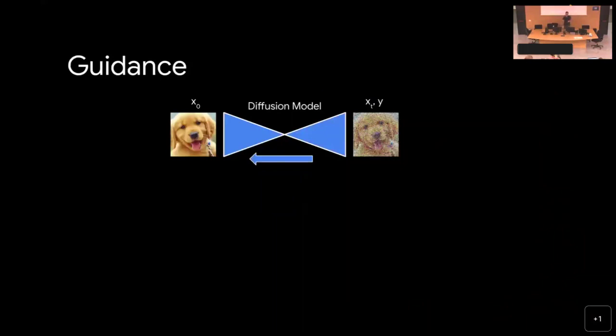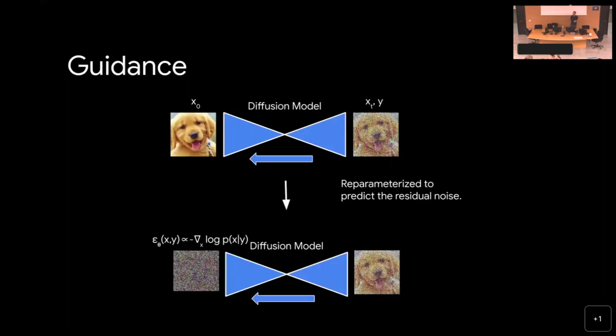Another key trick that's in here, and that is actually even in autoregressive models like Parti, is called guidance. So in our setup, we have a diffusion model that takes in noisy data X and label Y and turns into an image X. We parameterize it often in terms of the epsilon, which, as I explained, is the same thing as modeling the score of the data distribution.